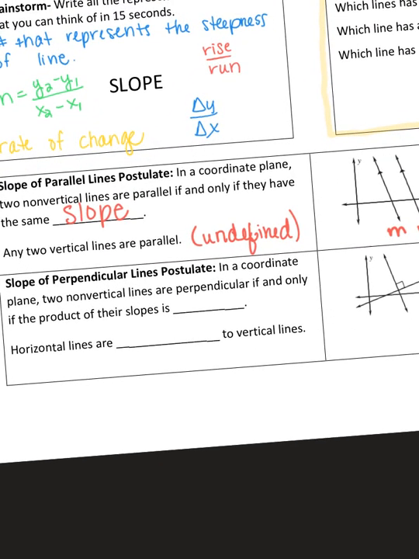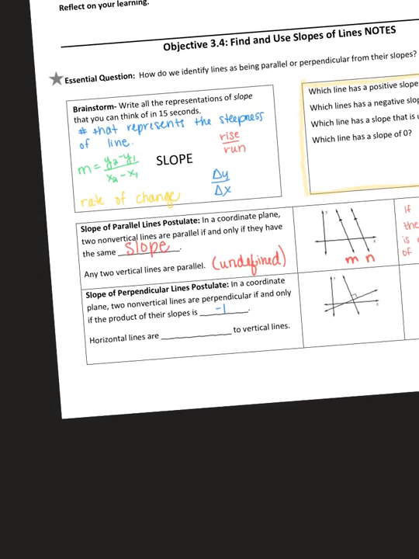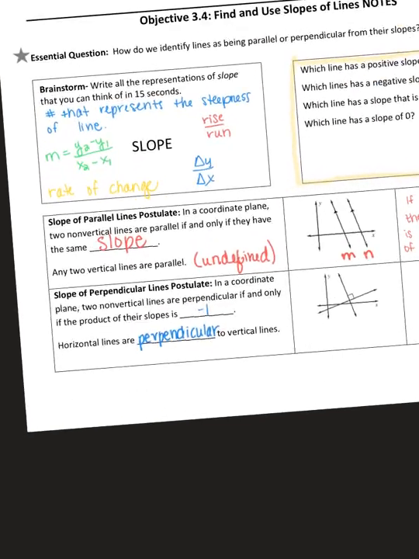All right. For perpendicular lines, it says in a coordinate plane, two non-vertical lines are perpendicular if and only if the product of their slopes is -1. So that means we're going to multiply the two slopes together and get a product of -1. Okay, then we have this little corollary statement down here that says horizontal lines are perpendicular to vertical lines. Again, that's because their slopes are 0 and undefined, so they're not going to have a product.